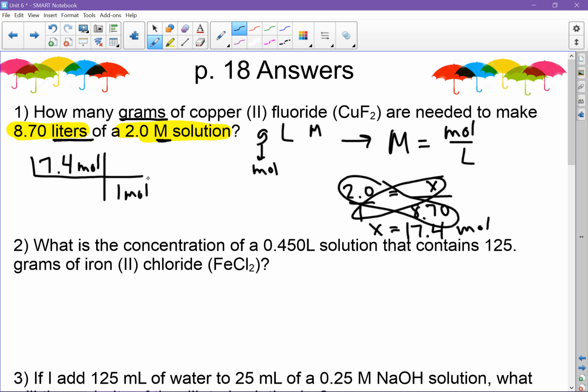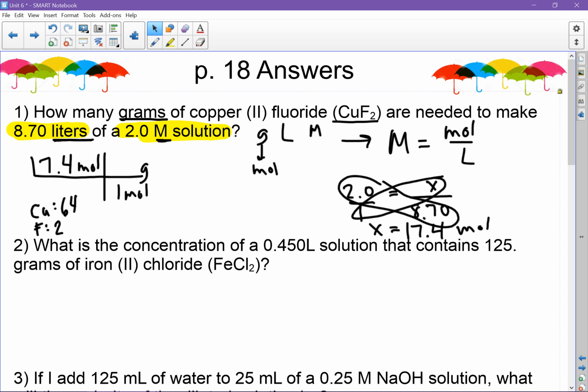So we have to take it one step further and do 17.4 moles and do a fence to turn that into grams. Okay, so the compound that we have is CuF2. We have to find the mass of that to go with the grams. So Cu, there's one of them, and if you check your periodic table, that weighs 64 apiece. There are two Fs. They weigh 19 apiece. When you add all that up, that gives you 102. That's the mass that you'll put there. So when you do that multiplication, your calculator will tell you 1774.8.